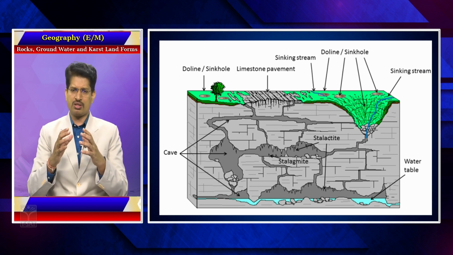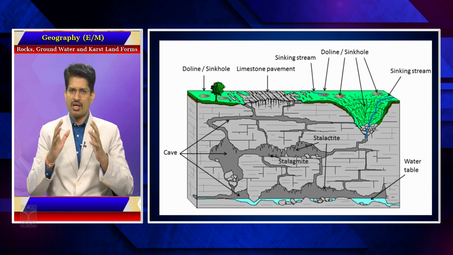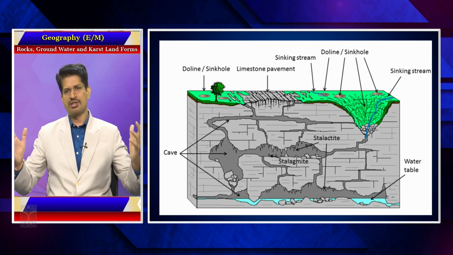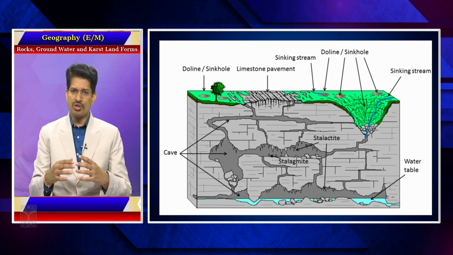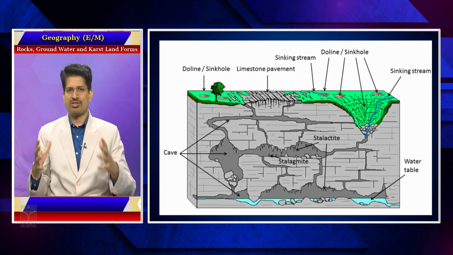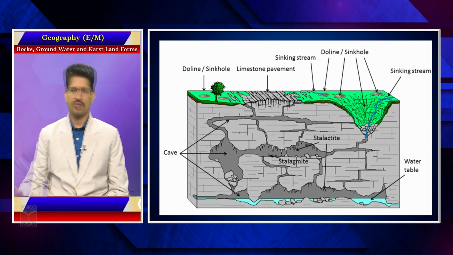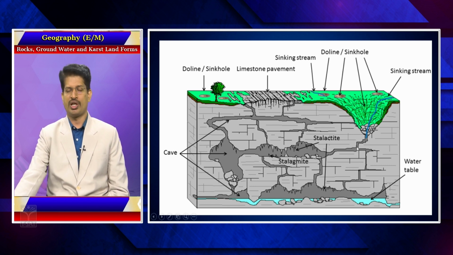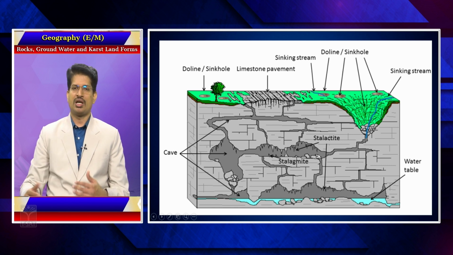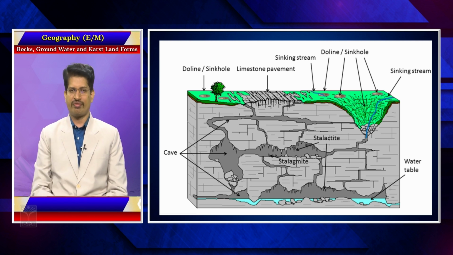Because of the solutional activity, the diameter of the sinkhole gradually increases. In this process, many sinkholes combine together to form a larger structure known as a doline. In this process, the underground passage of percolated water forms streams beneath which are not visible from the surface.